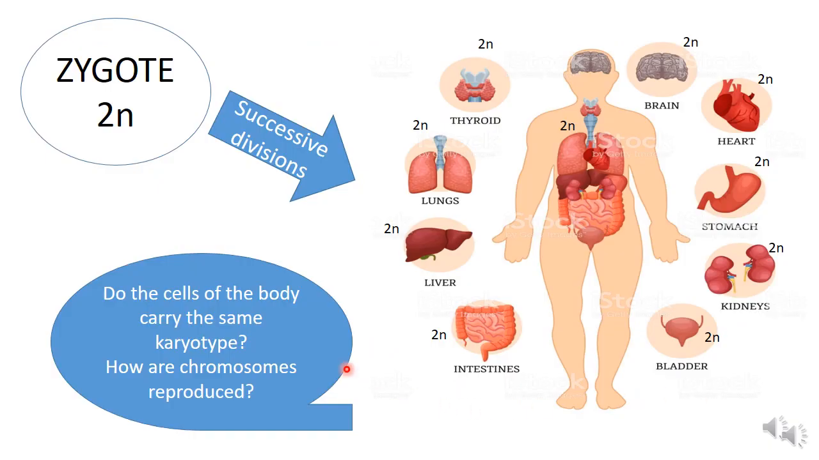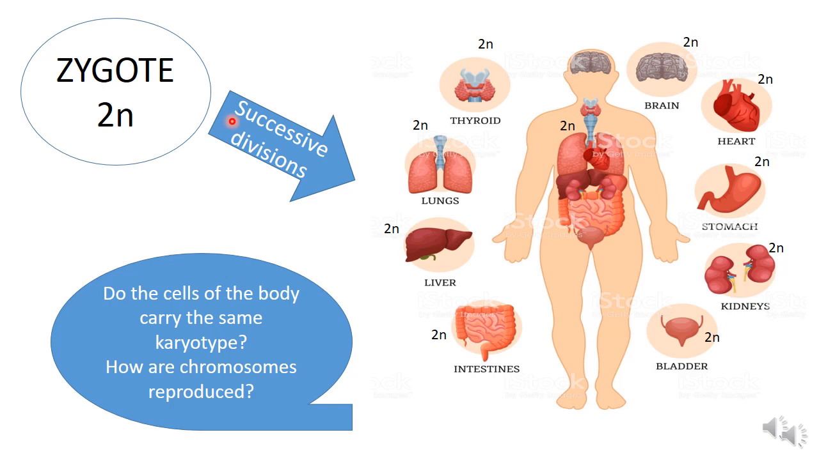Okay, we can start now with document 2 or activity 2. You know, the zygote is the cell or the egg cell that results from the union of the male gamete, the sperm cell, and the female gamete, the ovum. So the zygote has 2N chromosomes, or 23 pairs of chromosomes, or 46 chromosomes.